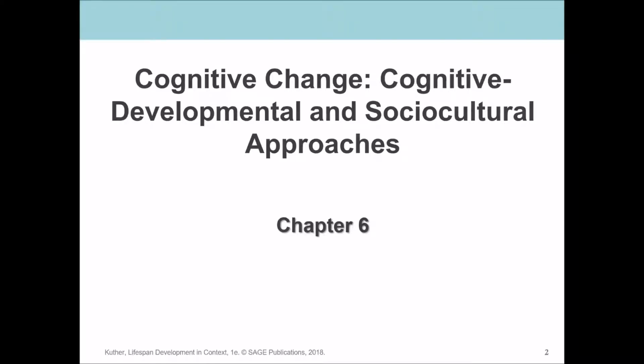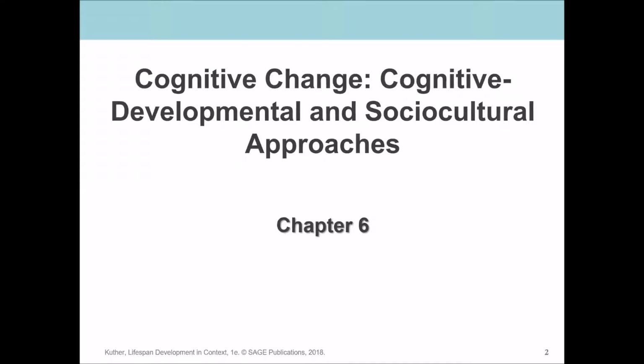For Chapter 6, we'll be talking about cognitive change. The word cognitive or cognition you may have heard before, and essentially it's talking about thinking and reasoning, understanding the world, and how we construct our knowledge. So in this chapter, we'll be talking about how children's thinking changes over time.